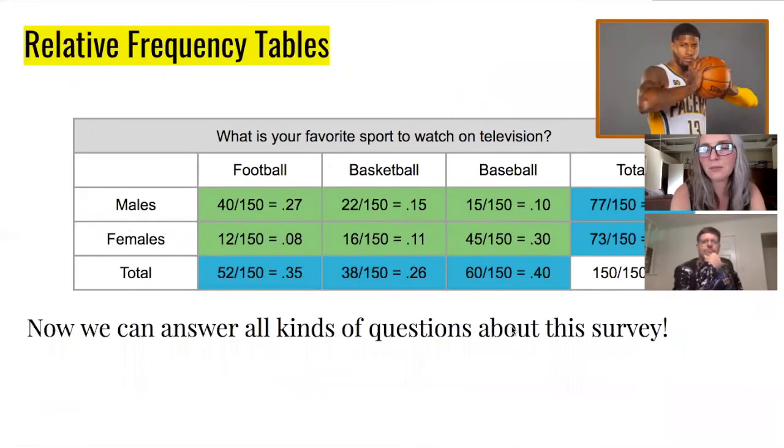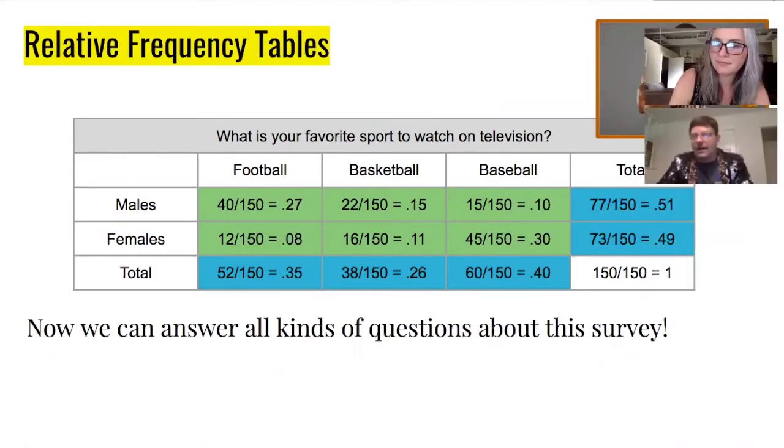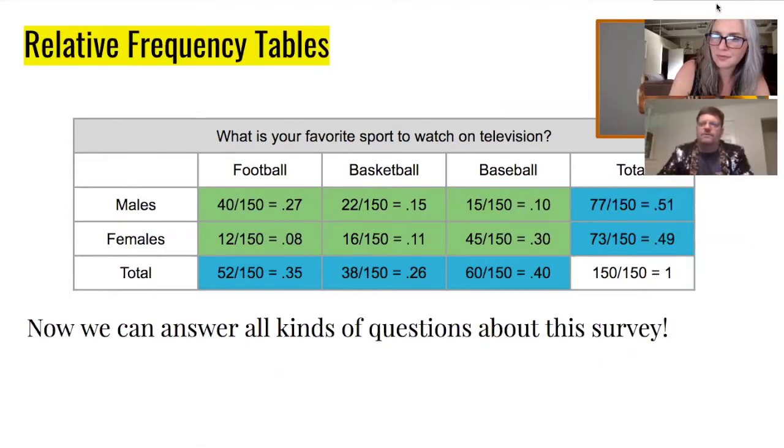Okay, so now moving to a relative frequency table. So I took the exact same data, divided everything by the number of total people in the population. Now I'm saying that 27% of the people in the population were males who preferred football. And I can tell something about the population rather than just saying 40, because I don't know 40 out of how many, unless I do some math. And you've done the math for me, so thank you.